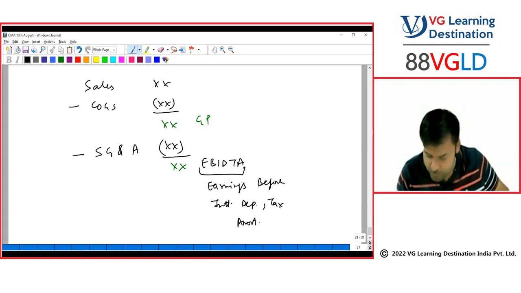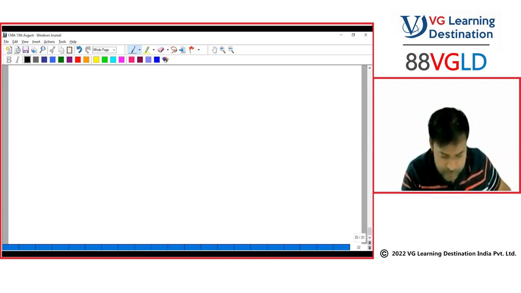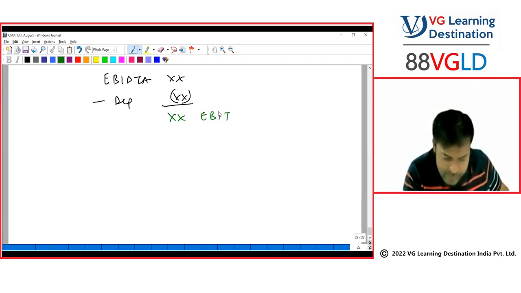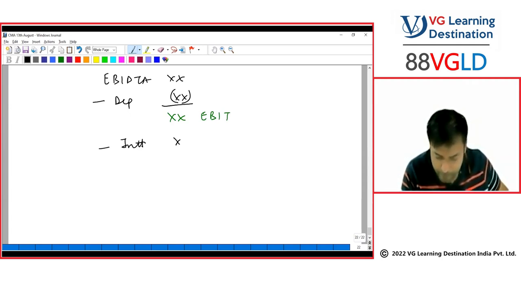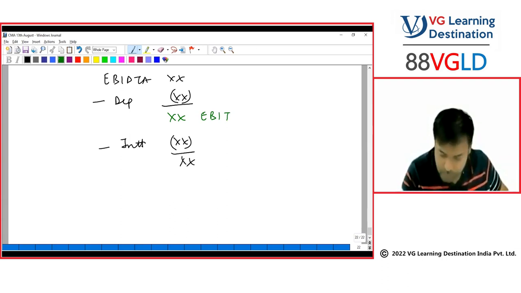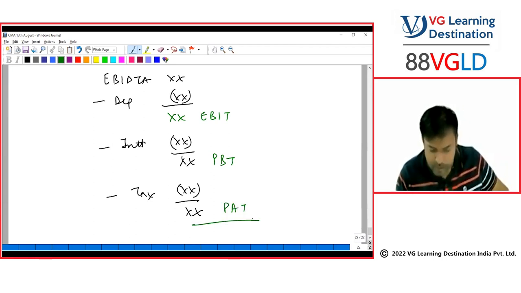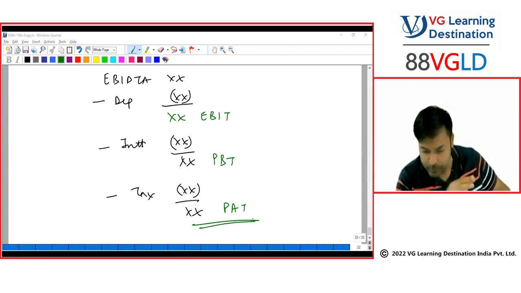From EBITDA, what do you reduce? From EBITDA, we are going to reduce depreciation. We are going to get EBIT, earnings before interest and tax. From that, you are going to reduce interest. We will get PBT, profit before tax. From this, we are going to reduce tax and we will arrive at PAT.